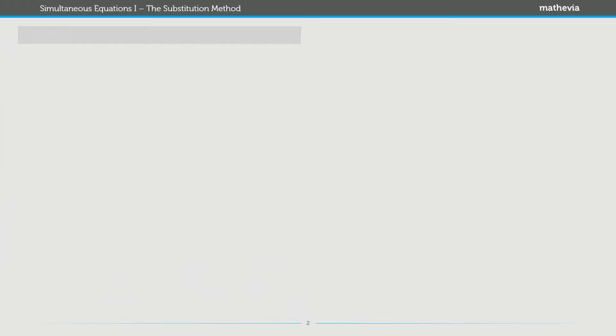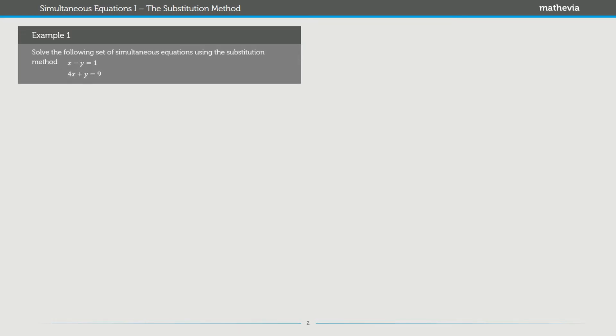So I have a few examples here. Example one says solve the following set of simultaneous equations using the substitution method. So I have x minus y equals 1 and 4x plus y equals 9. How do we go about solving this?